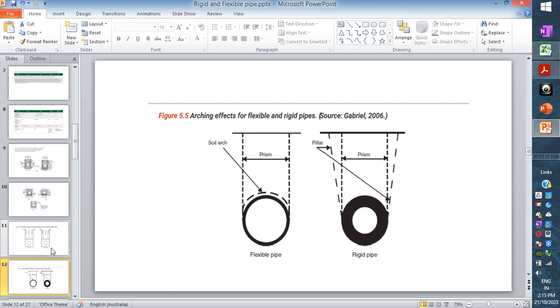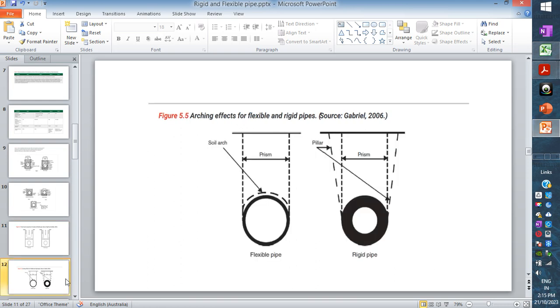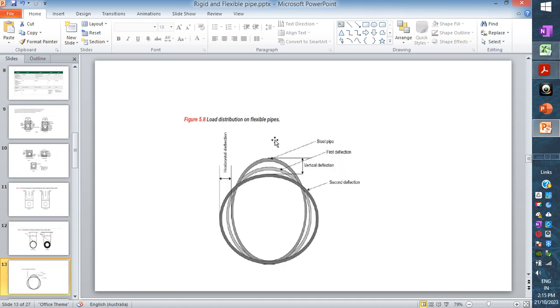So that's why here you can have a load with less intensity, whereas here in a rigid pipe the load comes in and transfers by itself sideways, so it's just creating two pillars here in the side zone. So that's the mechanism for a rigid pipe. That's the load distribution of a flexible pipe.